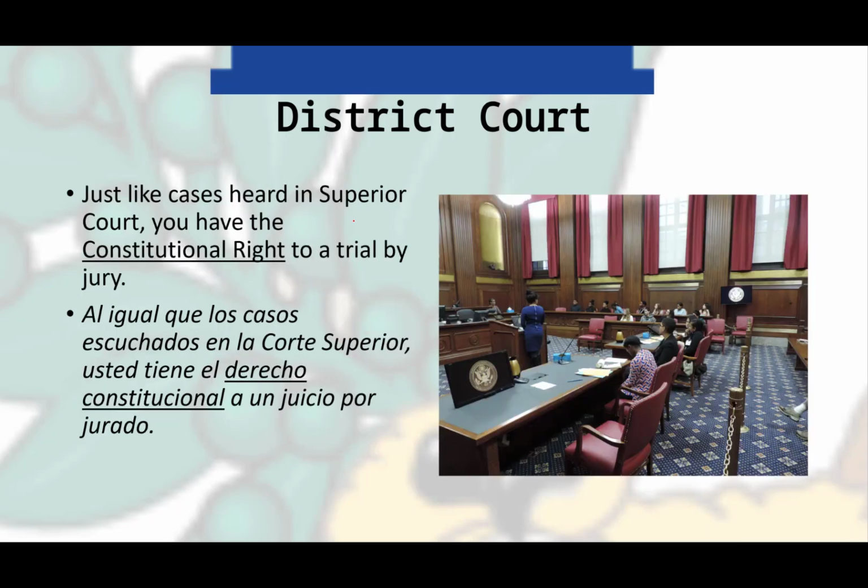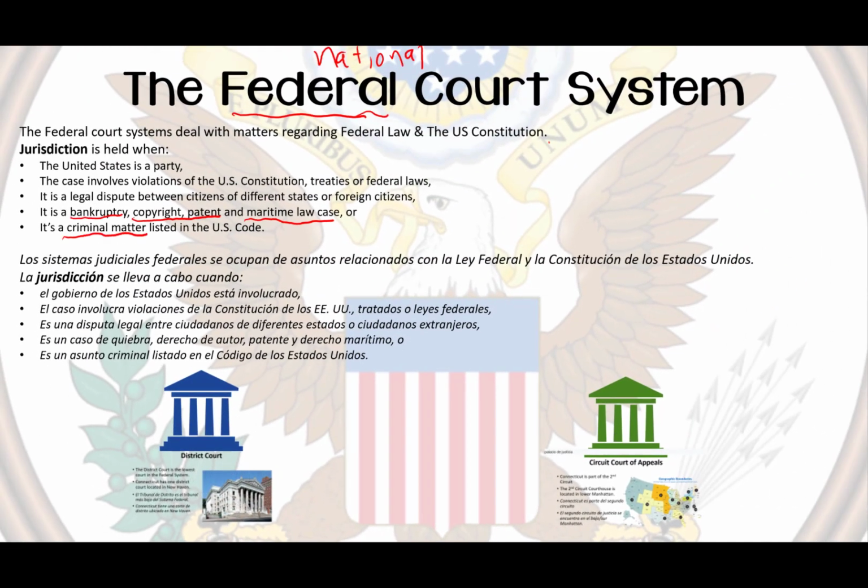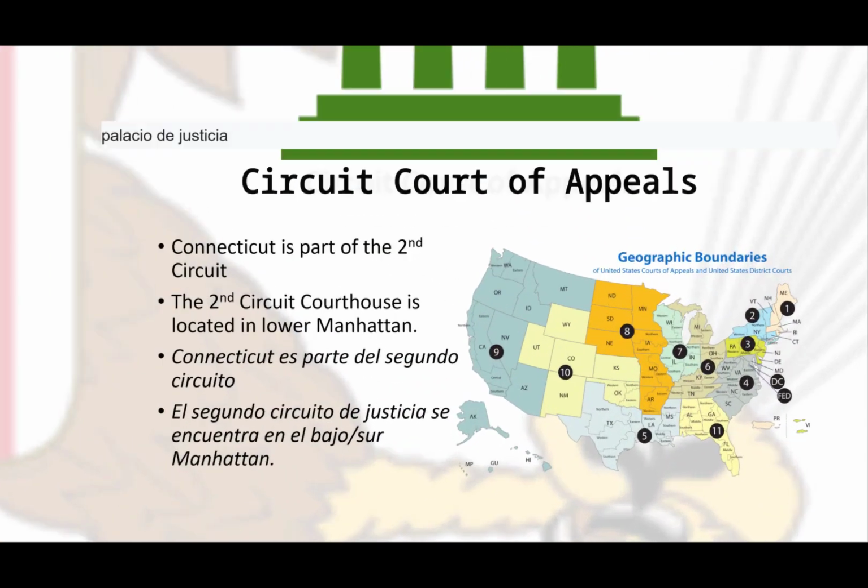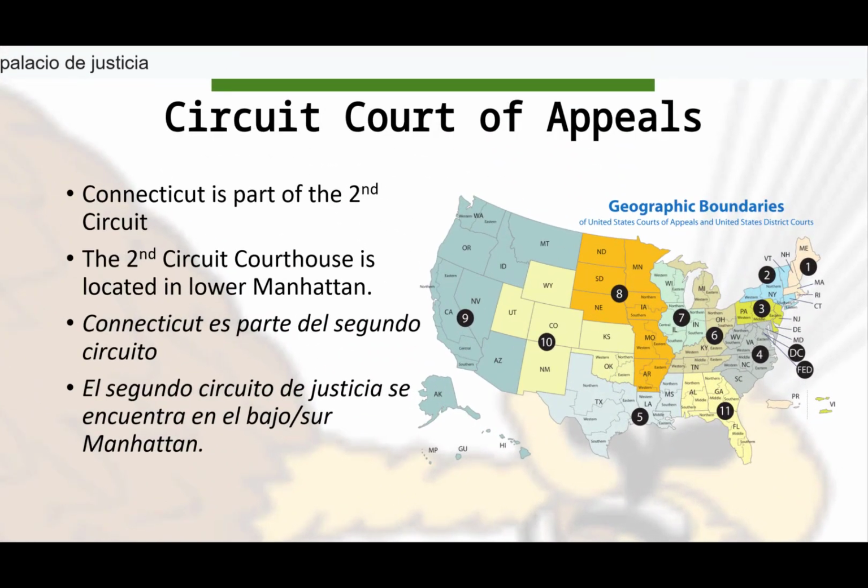So just like cases you hear in Superior Court, you have the constitutional right to trial by jury. The reason why I keep saying it's equal to Superior Court is because it's the same rules. The only difference is Superior is state, district is federal. Next, if you have a problem with district court, you move it up to the Circuit Court of Appeals, the Circuit Appellate Court.